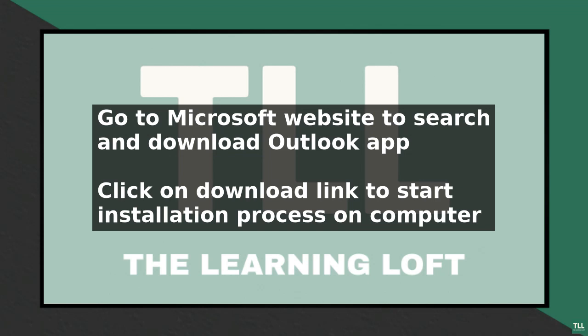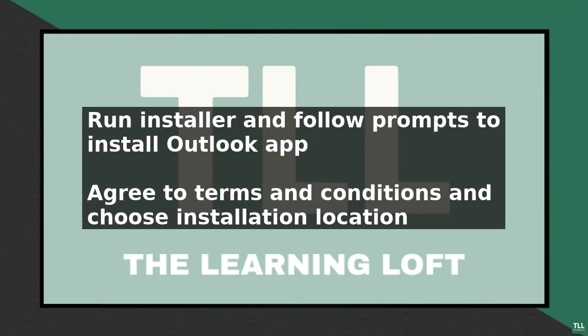If you have a work or school account, you may need to enter additional information, such as your organization's domain name or a setup code provided by your administrator. Once you are signed in, you can set up your email account by entering your email address and password. Outlook will automatically configure your account settings and sync your emails, contacts, and calendar.